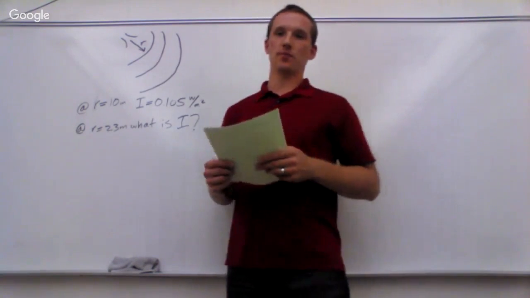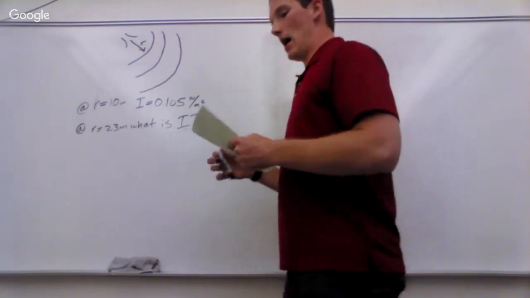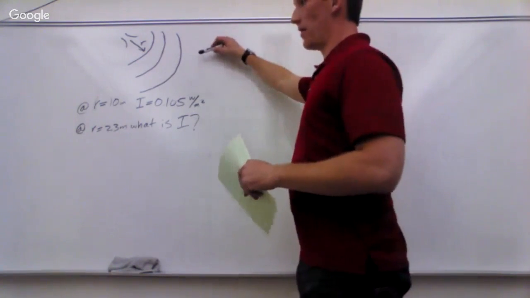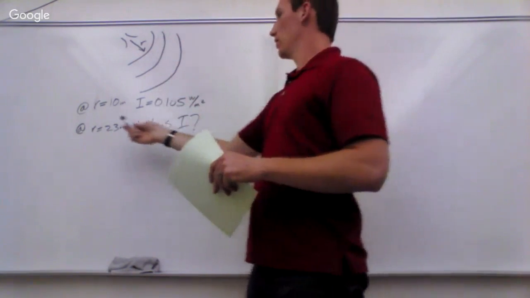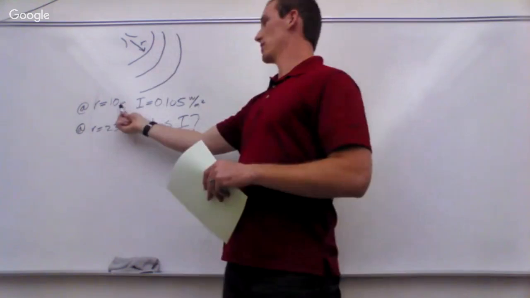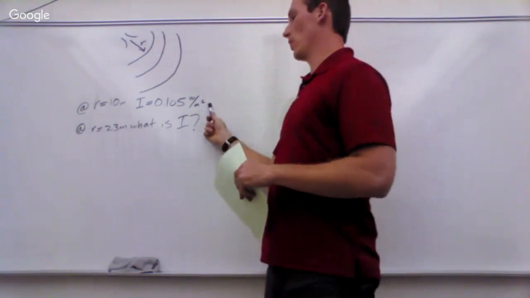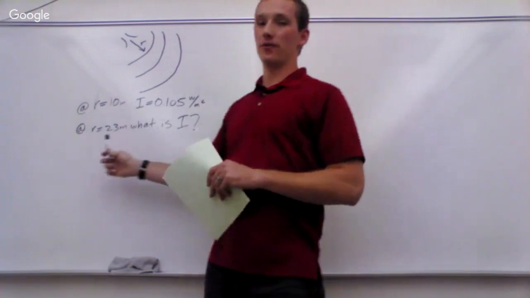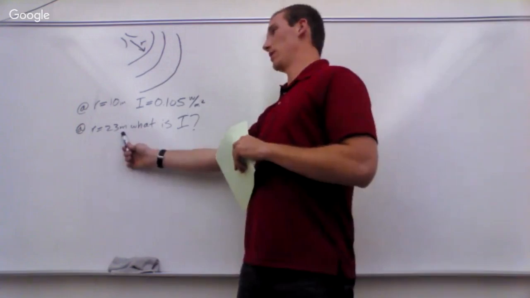Okay, we're here to explain problem number 5 on the homework set of the group projects. In problem number 5, we're given an intensity at a measured distance. At this distance, R equals 10 meters, an intensity of 0.105 watts per meter squared is measured, and we are told to find what the intensity would be at R equals 23 meters.